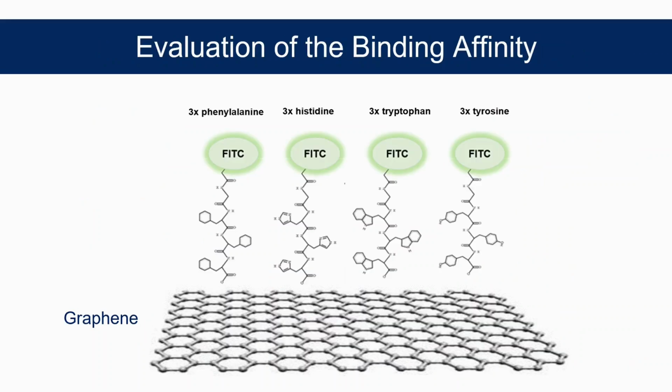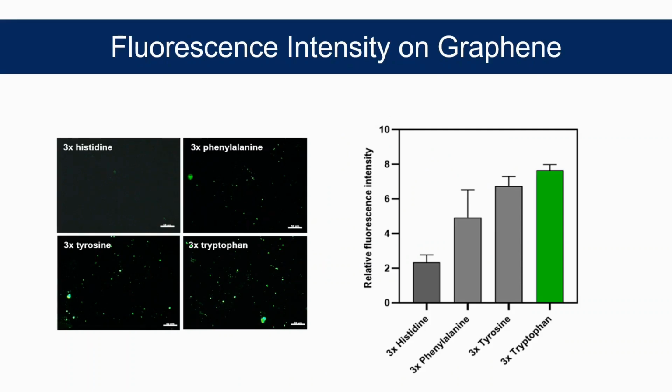In order to evaluate the binding affinity, we used different amino acid tags. These are 3 sequential amino acids: 3 phenylalanine, 3 histidine, 3 tryptophan, and 3 tyrosine. In order to detect this binding affinity, we use a fluorescence tag, FITC. Then the fluorescent intensity on graphene shows the binding affinity. This is the example of 3x histidine, 3x phenylalanine, 3x tyrosine, 3x tryptophan. You can see the 3x tryptophan shows the highest intensity. That means the highest binding affinity.